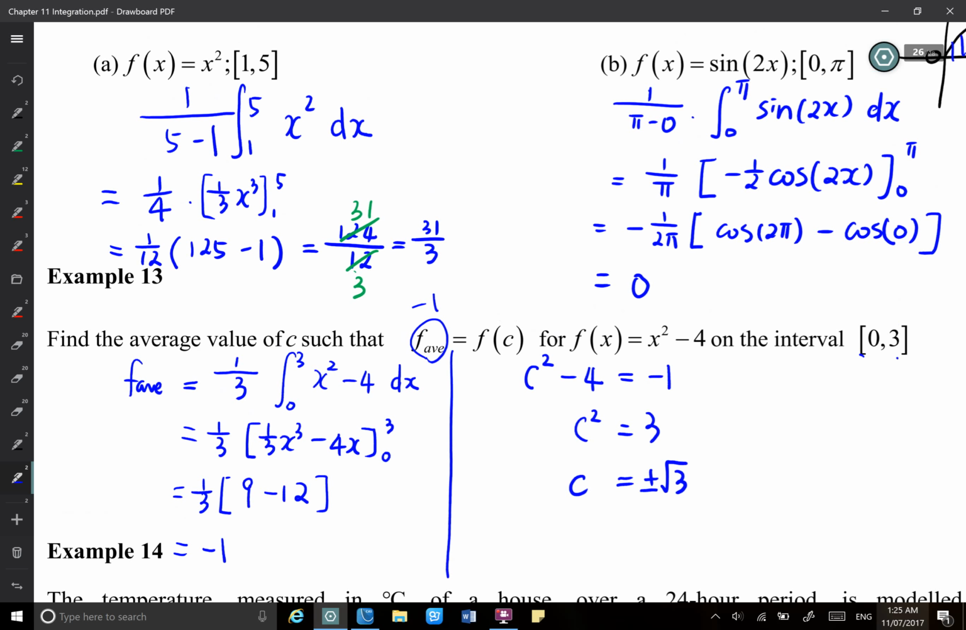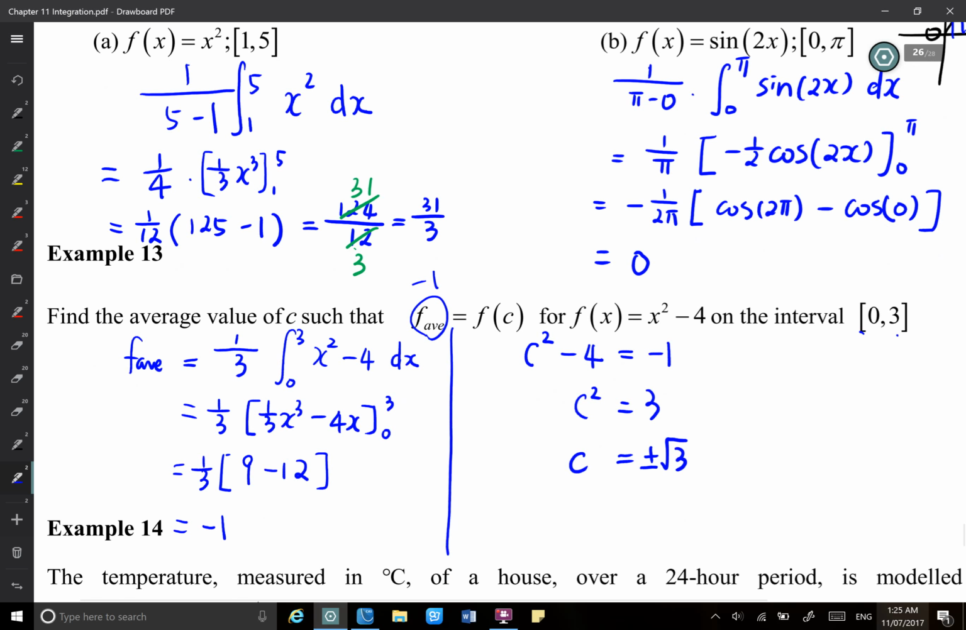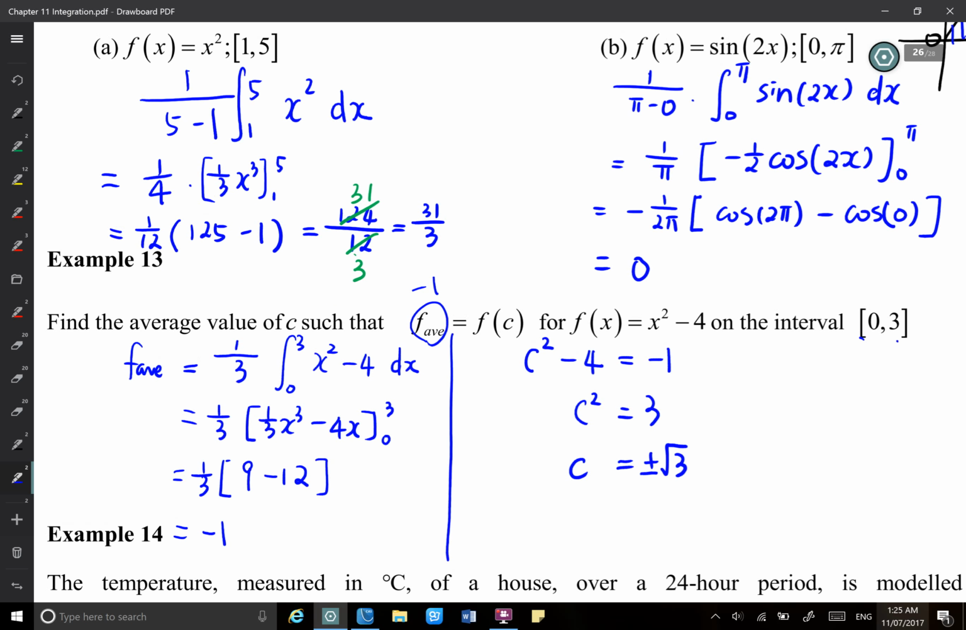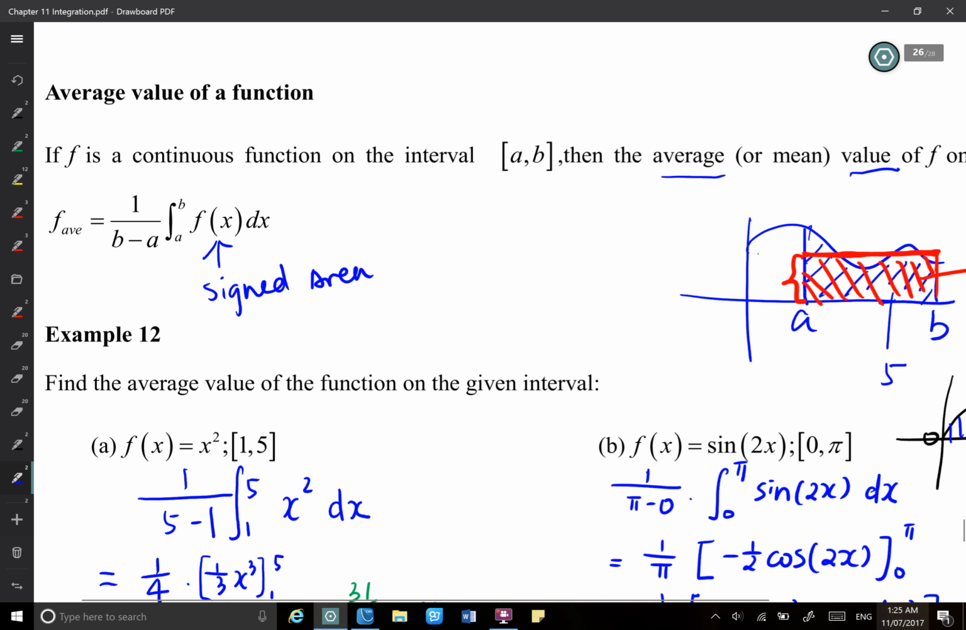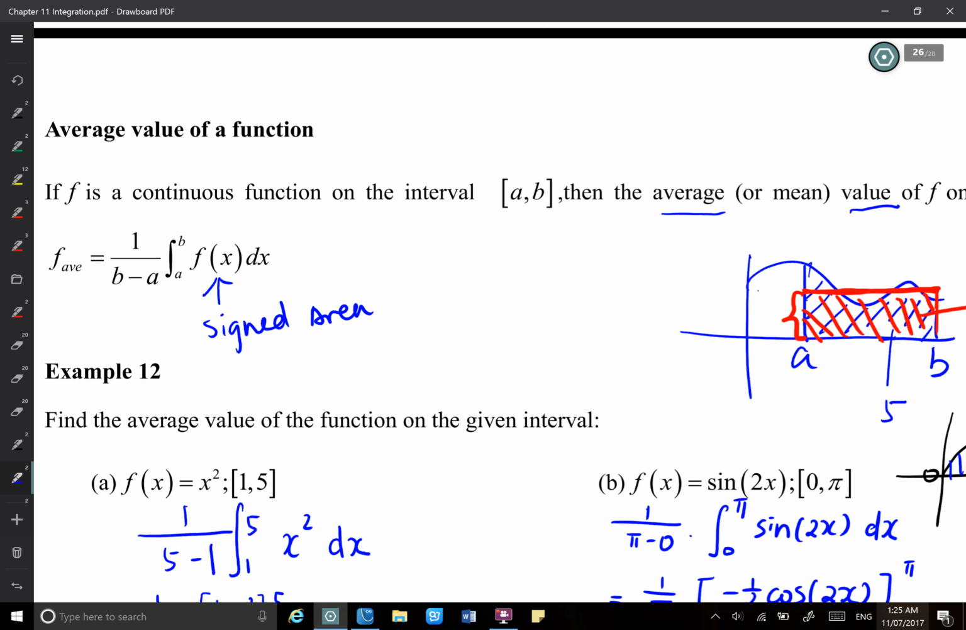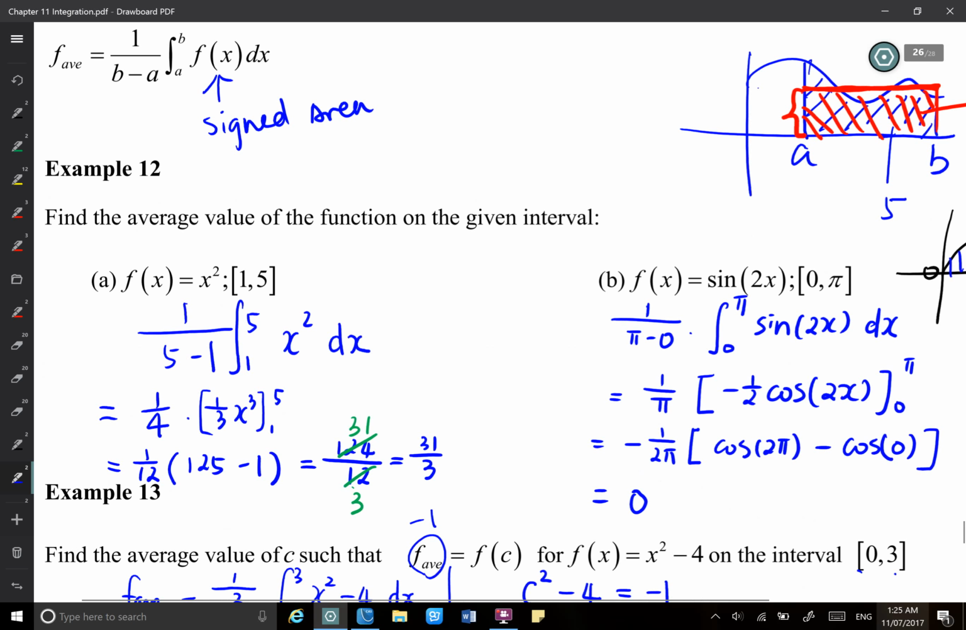So I will just stop here. You can have a think about all the things we have learned today, which is quite important, especially the last exercise here. This formula is very important, so make sure you get enough revision.